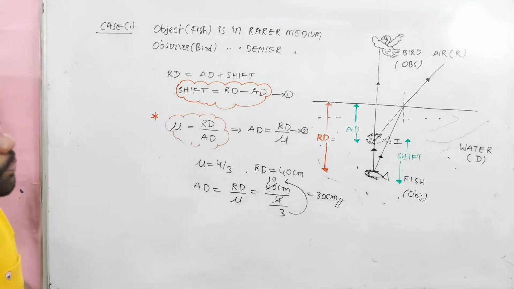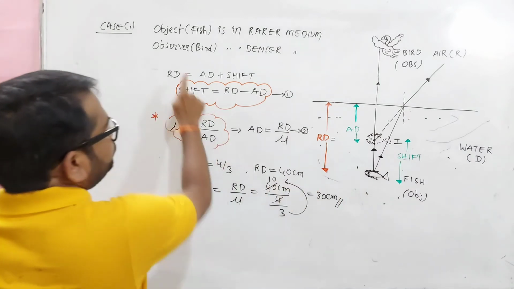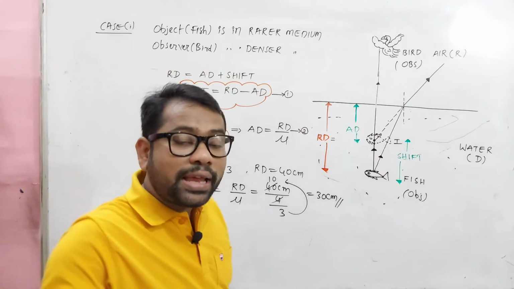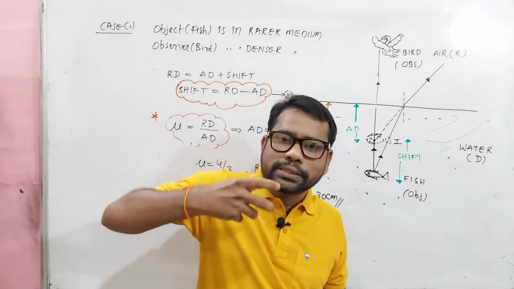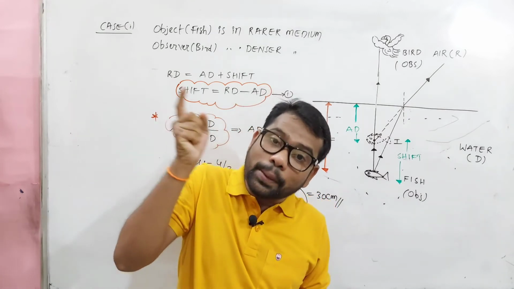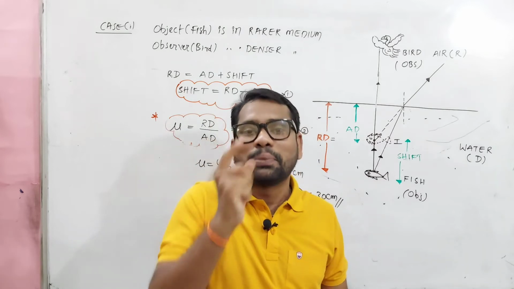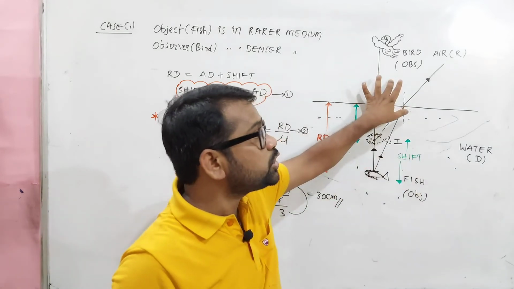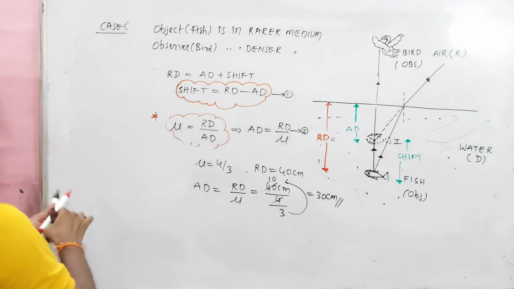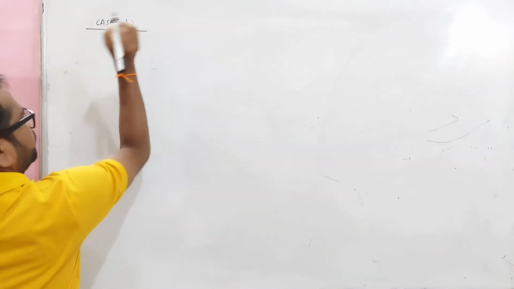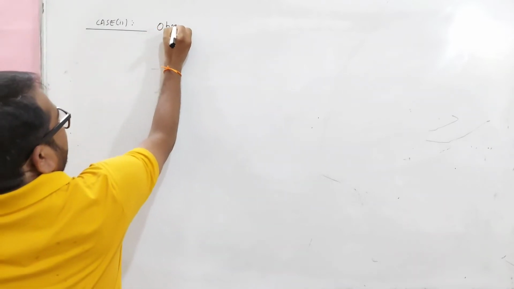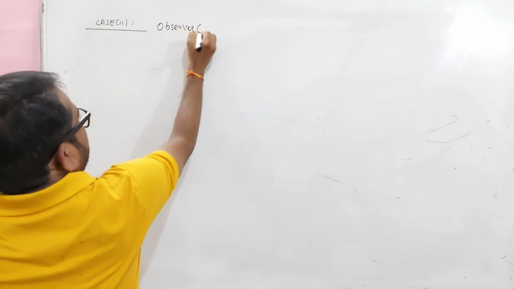Okay children. So this is the first case where the object is in the rarer medium and the observer in the denser medium. Now as we are going to think from inside the water, the fish is going to observe the bird. So here the bird is going to be the object. So we have to change this case. Case 2, what is going to happen? Look at here, here is the observer, that is the fish.